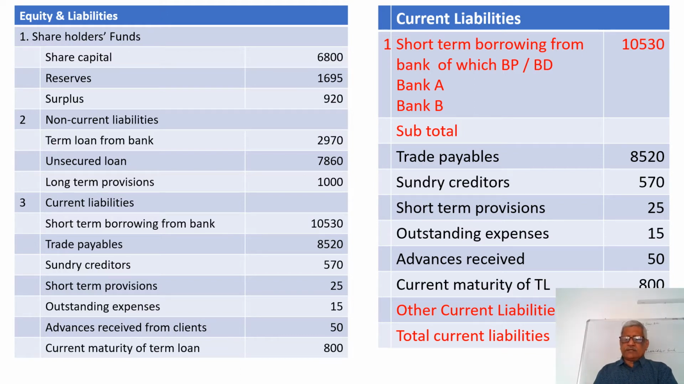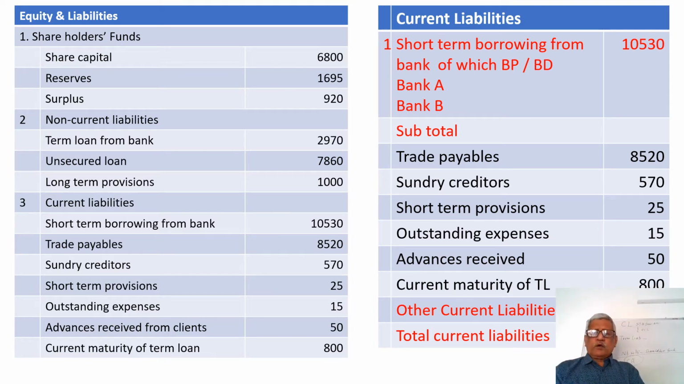So what we have to do is, we have to find out what is the contingent liability occurring on account of BP and BD, add it to the current liability side along with the short-term borrowing, and add it to the trade receivables on the asset side. So the first one is, it could be possible that the company had availed credit facility from different banks. So bank A, bank B, so subtotal is coming here.